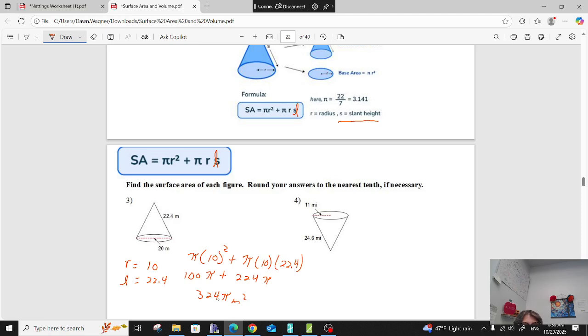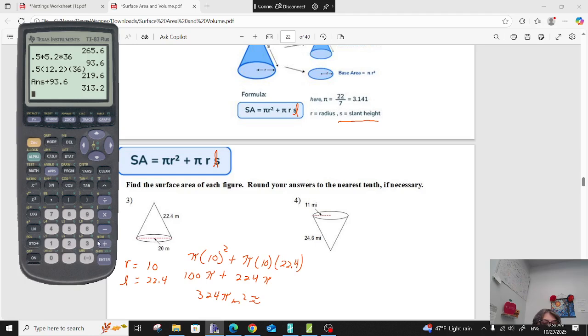This is the exact answer. It said to round to the nearest tenth. So now I'm going to use my pi button, right? So 324, second pi, is 1017.9.